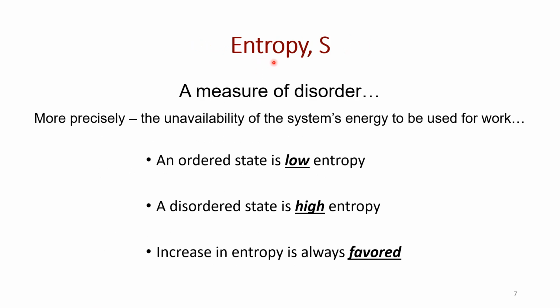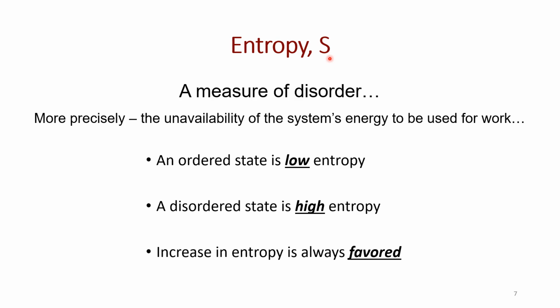The next thing we look at is entropy, or S, or a change in entropy is delta S. And a good fingertip definition is entropy is a measure of disorder. Now, if you've had a lot of chemistry and thermodynamics, you know that there's a more correct definition of what entropy is, and it has to do with the availability or the unavailability of a system's energy to be used for work. And we know that nature favors a disordered system. It does not favor an ordered system.